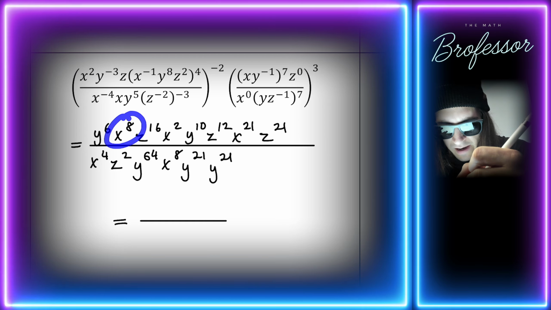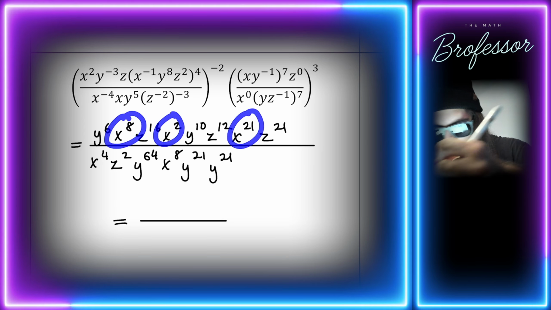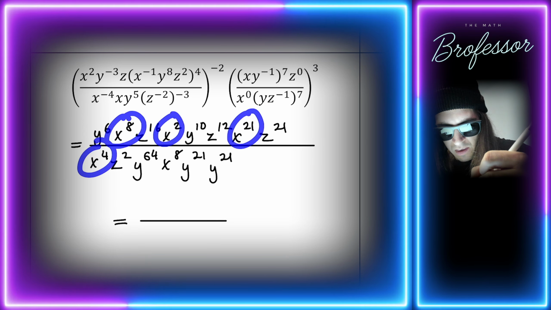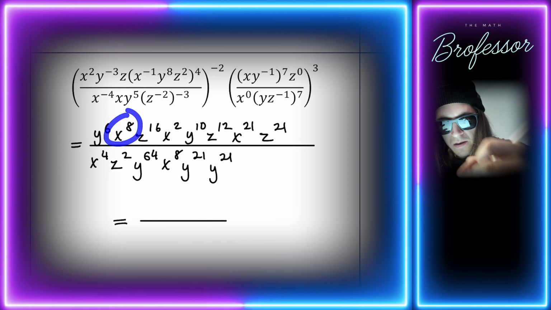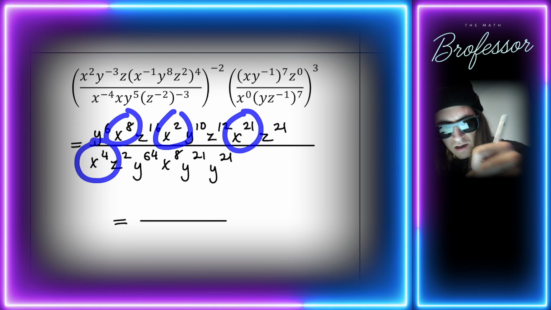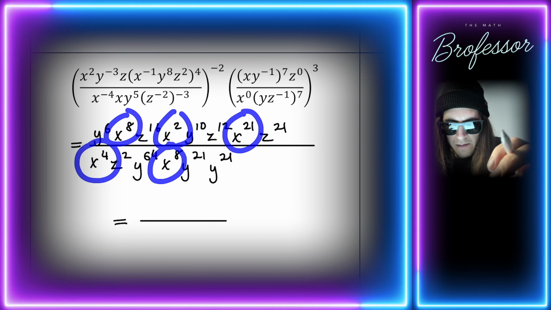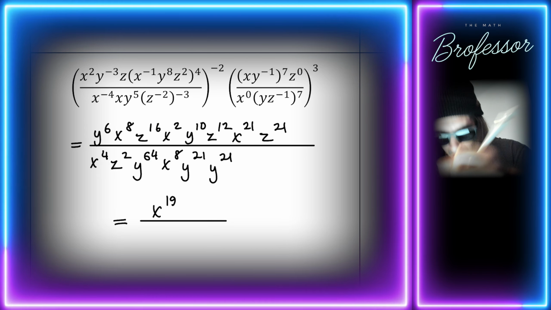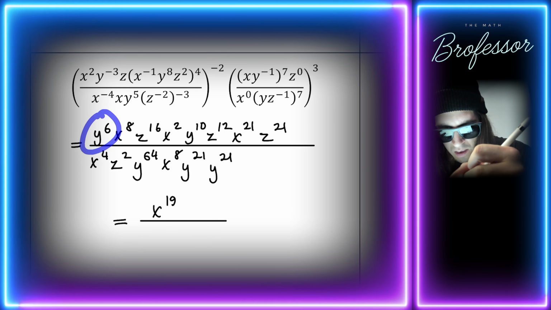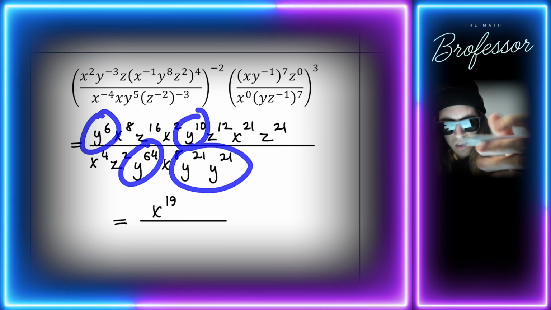Okay, what about our X's? Please stay highlighted. 8 plus 2 is 10. Plus 21 is 31. Minus 4 is 27. Minus 8 is 19. Oh, 42 in the bottom.